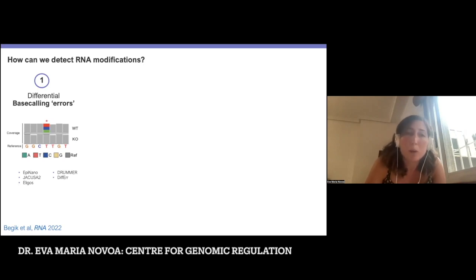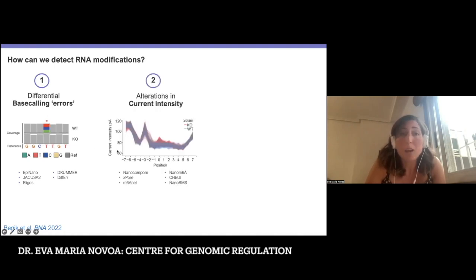So it sometimes puts somewhere between, in this case, an A, a T, and a C. But then the proof that this is not just a random base calling error, but really a modification, is that when you have a knockout, this error is actually gone.